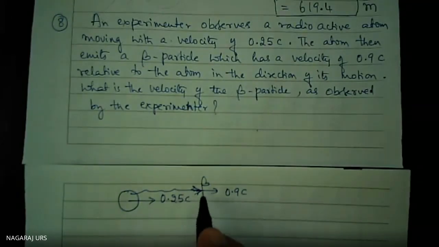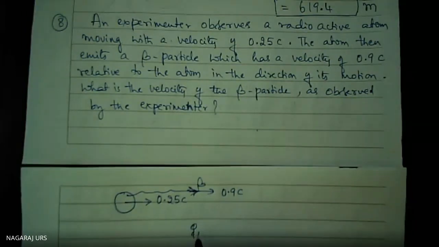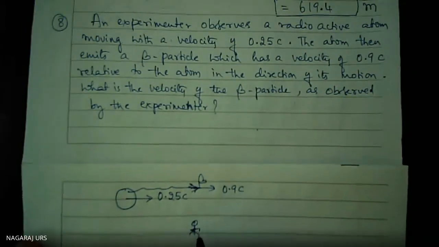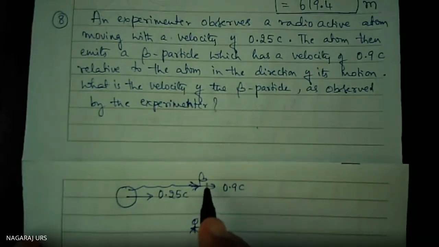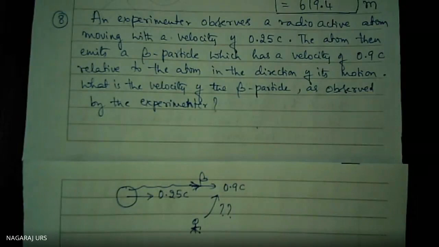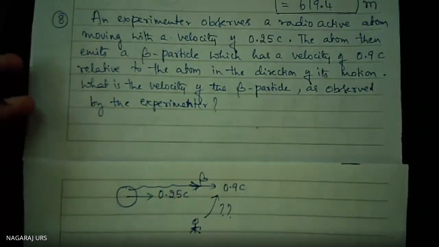Then what is the velocity of the beta particle? We want to calculate. Here there is a person standing. With respect to him, what is the velocity of the beta particle? Hoping that you have understood the question, now let me solve the problem.